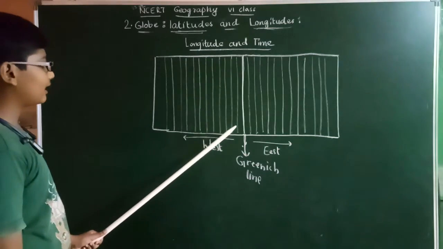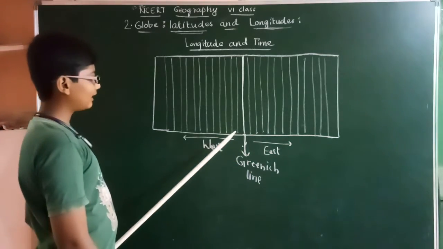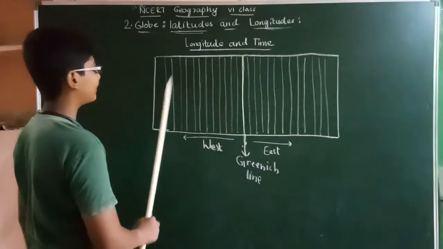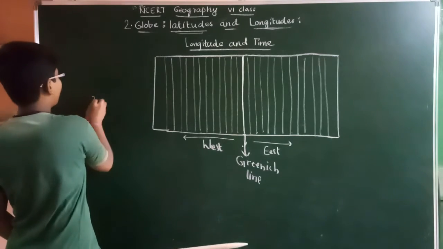Now here you can see 12 lightly drawn lines on each side. They represent 12 here and 12 here, 24 hours.